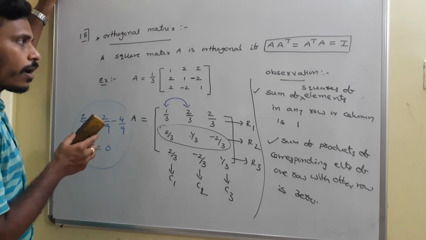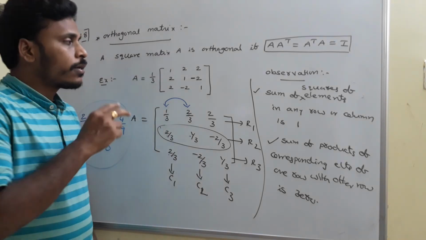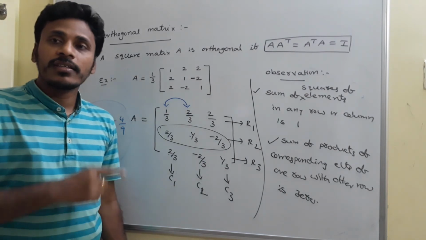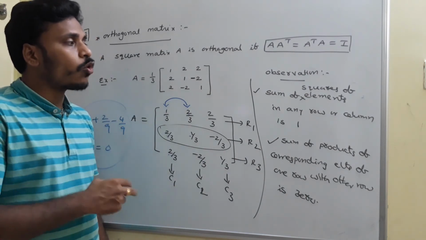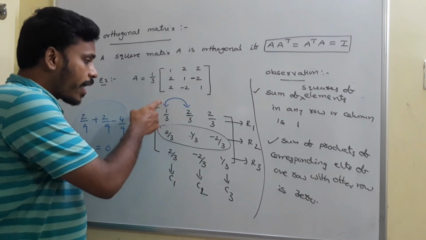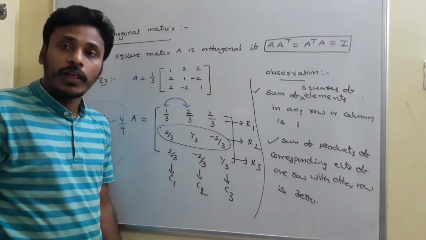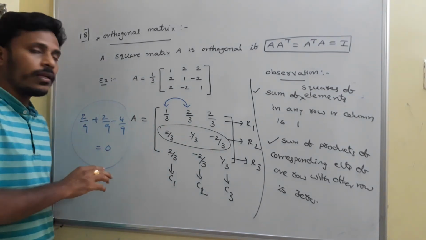First of all, you just identify it. You just keep in your mind that for every orthogonal matrix, the sum of the squares of the elements in any row or column is 1, as well as the sum of the products of elements of one row or one column with the corresponding elements of another row or another column will give us 0.